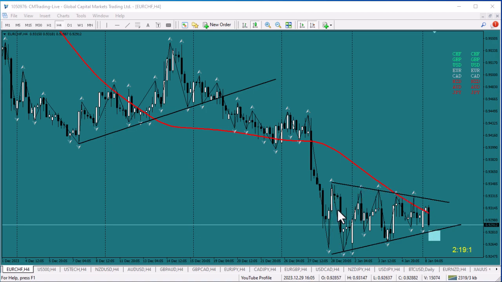So this nice triangle: drop, big drop, consolidation. I'm looking for the break, the retest, and a candle reversal. Then I look for some shorts.